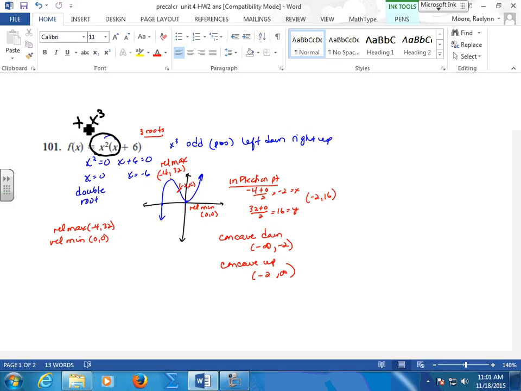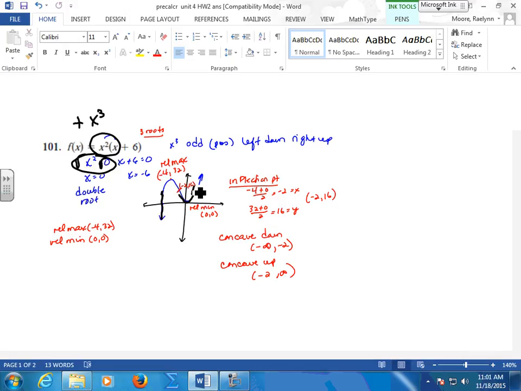Okay, so we found our zeros. We noticed x squared, so if we took the square root, and yeah, you're right, we can't take the square root of 0, but that's your double root. Your regular root passes through, your double root bounces off. So a nice way to show a double root.